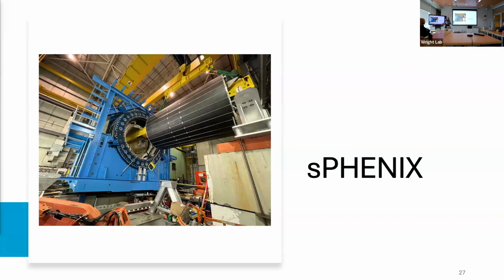And so those are some of the questions that we're really trying to answer with sPHENIX. I like this picture a lot. This is a picture of the installation of the inner E shell of sPHENIX. They basically built the entire thing and just slid it into the magnet. I thought that was pretty cool.